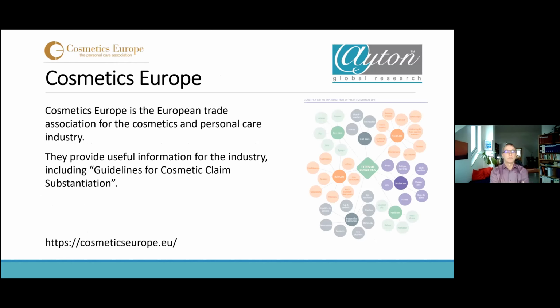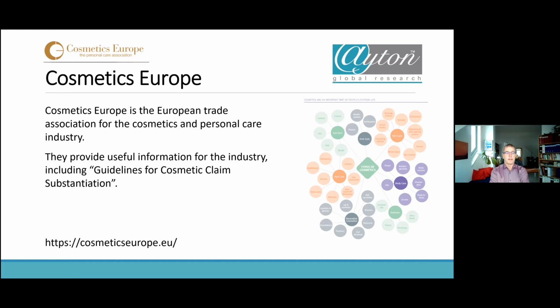If we talk about European bodies, it's worth mentioning Cosmetics Europe, who is actually the leading European trade association for the cosmetics and personal care industry. Quite a few industry and trade partners are part of this. They provide useful information for the industry, and they also have strong guidelines for cosmetic claim substantiation. Lots of the requirements for claim validation you find in these guidelines. At any rate, they have lots of useful links wherever you look for information.